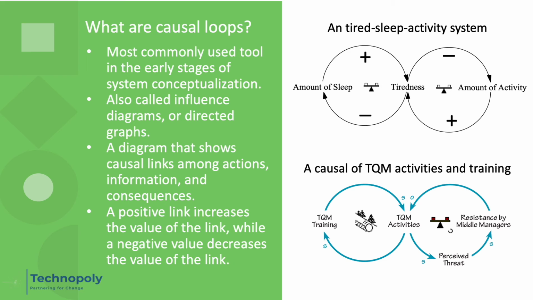So in this example of the causal loop diagram, we can have two kinds of loops. The TQM training and the TQM activities form a positive feedback loop, while the TQM activities to the perceived threat and the resistance by managers form a negative feedback loop.